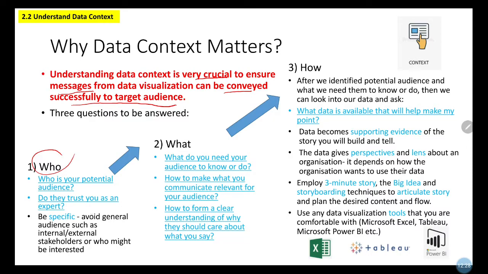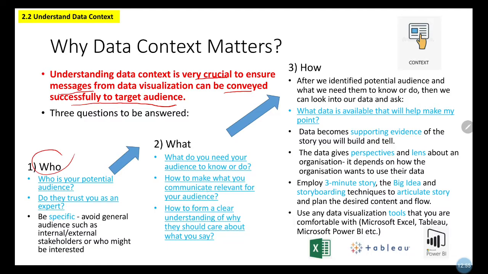So in identifying your potential audience, you have to be specific. Who are they? Because they are the ones who will trust you on producing that visualization. The second question is to ask yourself what: what do you need your audience to know or to do with the data? And then how to make what you communicate relevant for your audience.